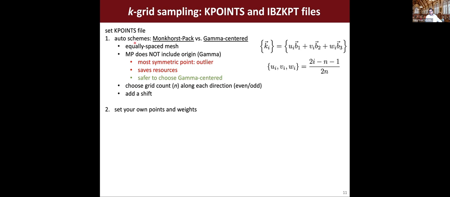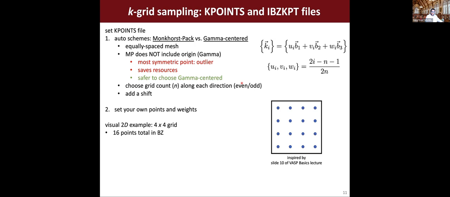We're going to be focusing on the automatic schemes. So Monkhorst-Pack is really just, you can think of having a box here. Let's imagine this is our reciprocal space. Our reciprocal space is just a 2D square, and we're going to break up this square into an equally spaced mesh. That's all that Monkhorst-Pack is doing.